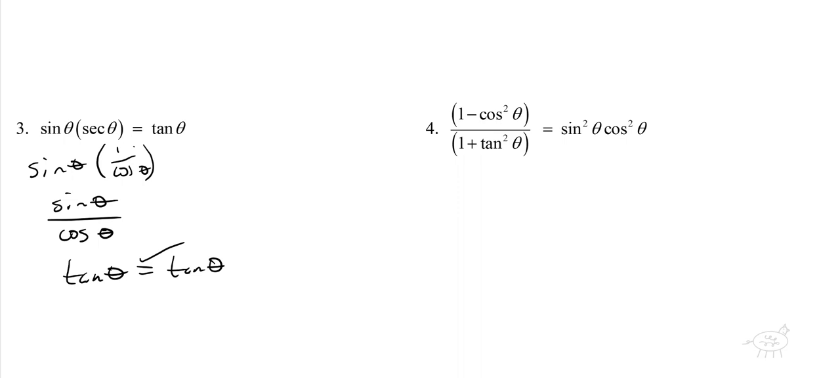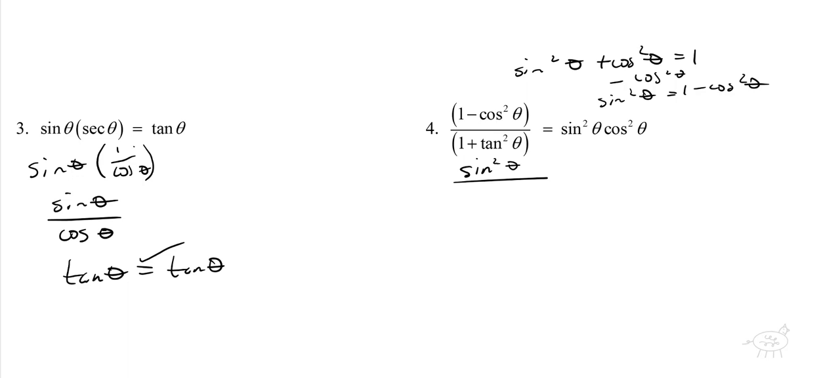Okay, number 4. 1 minus cosine squared of theta. Let me write this out again. Sine squared of theta plus cosine squared of theta equals 1. So if I subtract cosine squared of theta from both sides, I get sine squared of theta equals 1 minus cosine squared of theta. So I'll change that top into sine squared of theta. And the bottom is a direct identity, isn't it? It's tangent squared of theta plus 1 equals secant squared of theta. So I'll write that in there for that.